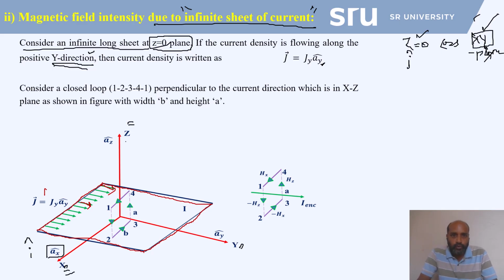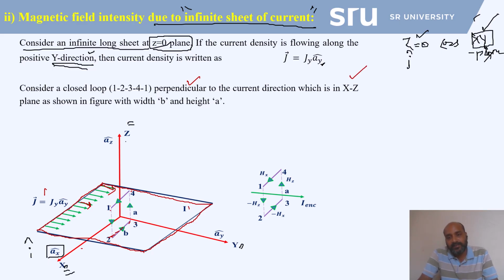Now consider a closed loop, I mean a closed path: 1, 2, 3, 4, 1. You are taking that closed path perpendicular to the current direction. Now in which plane is this closed path? Let's say 3, 2 is one of the sides along the x-axis, and 3, 4 is along z. So this is in the xz plane.